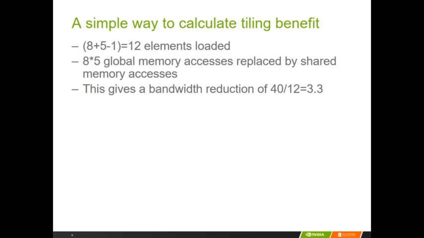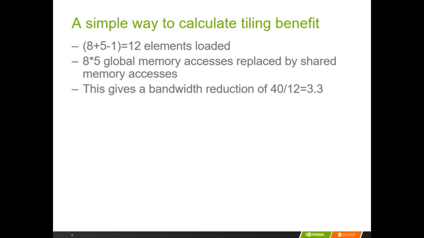So a very simple way to calculate the tiling benefit for this example is to say that we are going to load 8 plus 4 input elements into the shared memory. So we have a total of 12 global memory accesses for loading into the shared memory.